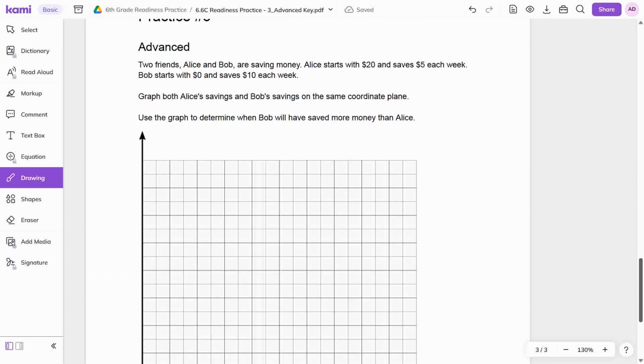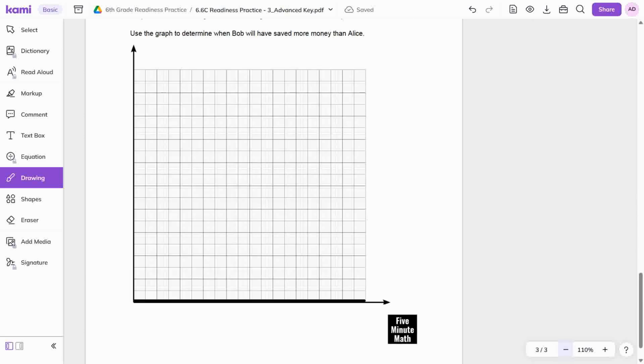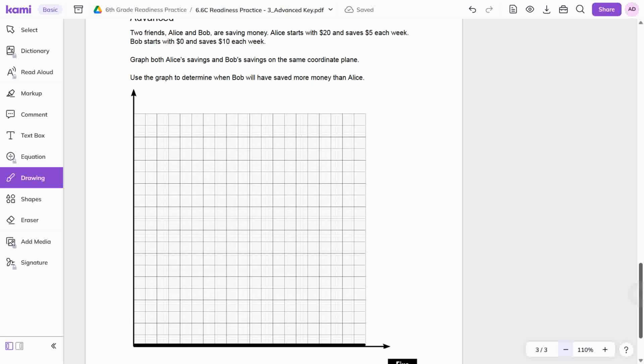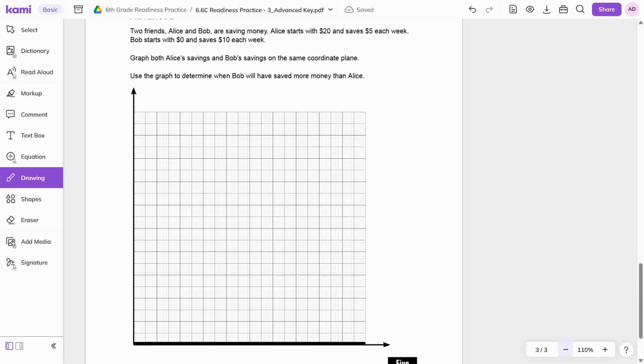For our third problem, we have a graph here. So let's zoom out so we can see it. Two friends are saving money. Alice starts with $20 and saves $5 a week. Bob starts with $0, saves $10 a week.